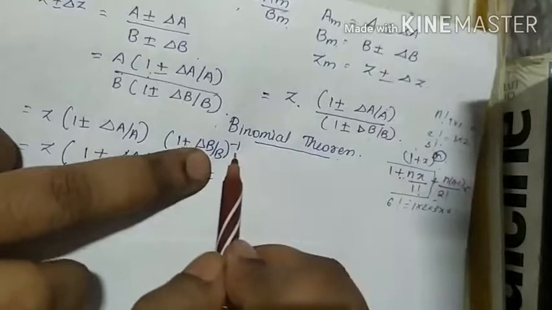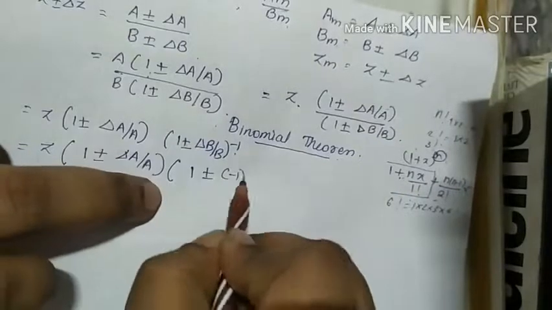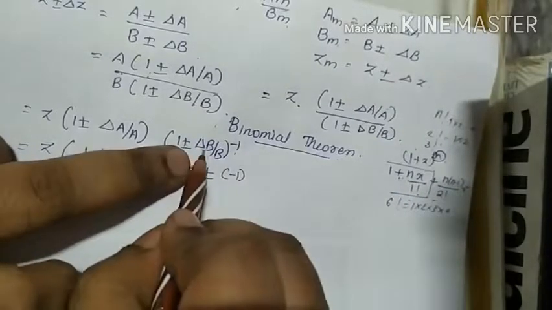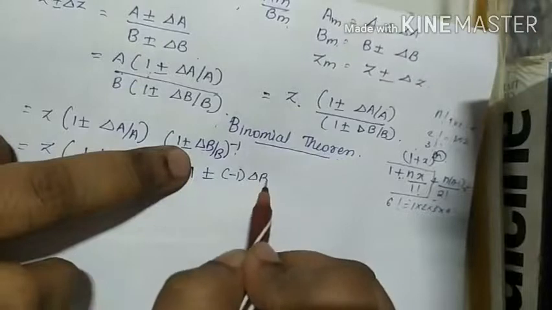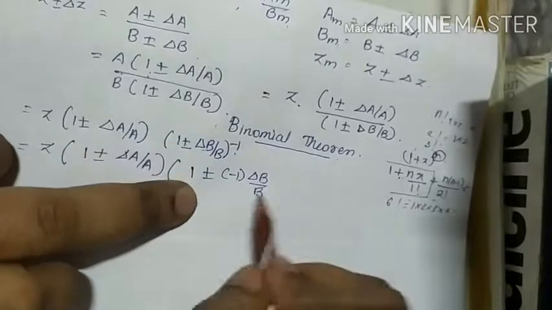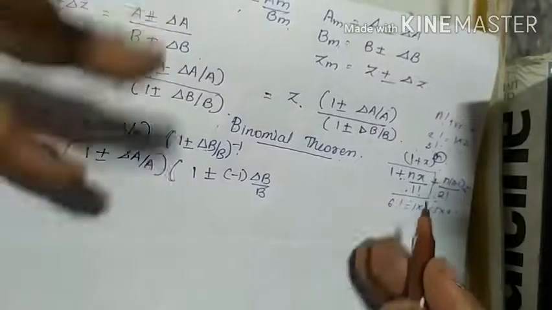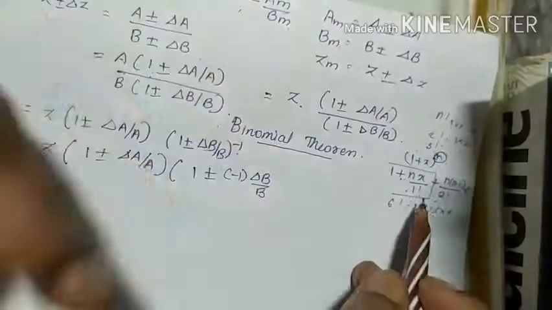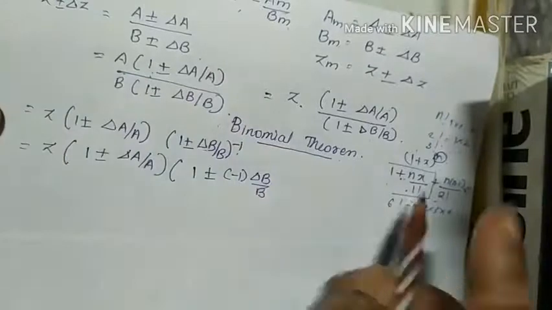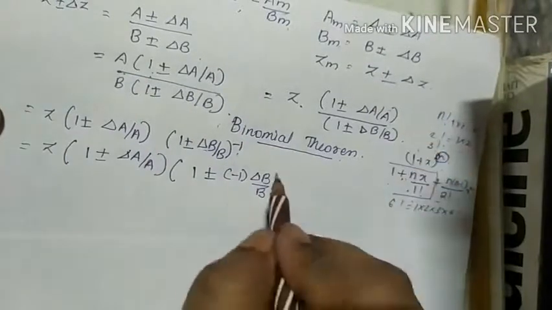What is n here? The value is minus 1, right? Minus 1 into x. What is x here? Delta b by b, right? Divided by 1 factorial. 1 factorial is 1, nothing more. 2 factorial is 1 into 2, right? So the last term is 1 itself. So 1 factorial's value is 1.